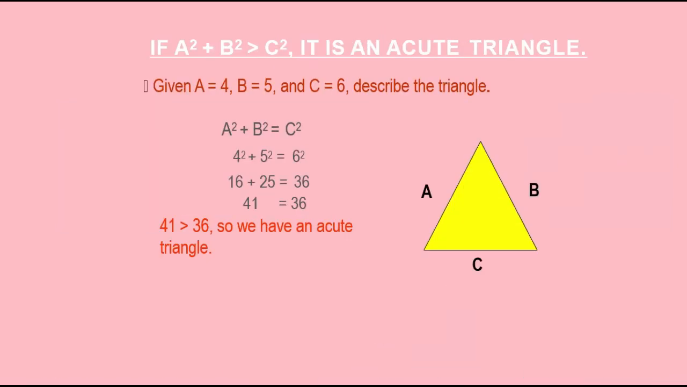Example for acute triangle. Given A equals 4, B equals 5, and C equals 6. Describe the triangle. Start with A squared plus B squared compared to C squared. Substitute now values for A and B. 4 squared plus 5 squared compared to 6 squared. 16 plus 25 compared to 36. 41 compared to 36. 41 is greater than 36, so we have an acute triangle.